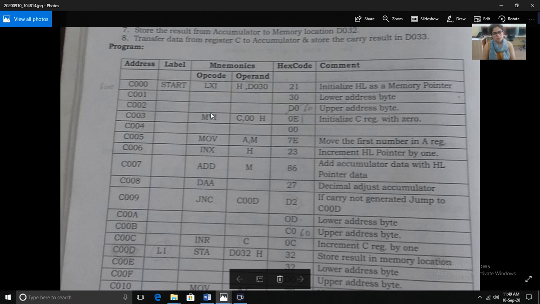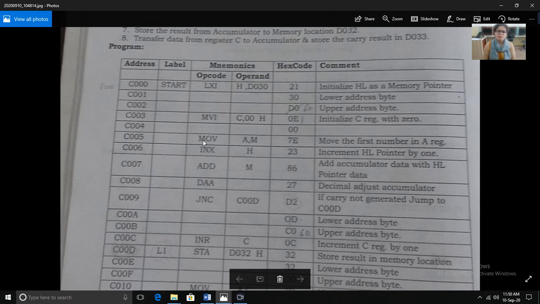So this is the MVI instruction, move immediate data. This is the operand C, 00. C, 00 means 00 is immediate data, that is 0, and we have to move this to the C register. In the MVI instruction, the immediate data is always given in the instruction. So this is the hex code of the MVI instruction. Again, you will get the hex code from that chart. Now this is the immediate data. We write the immediate data that we want to move, that is 00.